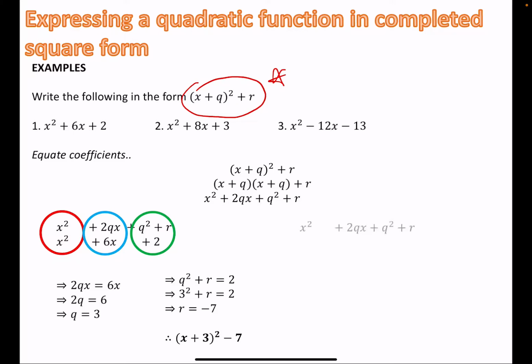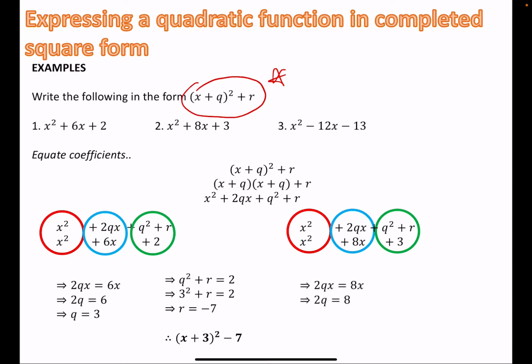Right, so the second one, we've got x squared plus 8x plus 3, but we're still going to match up with the coefficients from the expanded version of x plus q all squared plus r. So my x squared and x squared match up. I want my 2qx and my 8x to match up, and then the q squared plus r plus 3 is going to need to match up too. So I just form my equations based on that. 2qx is going to equal 8x, in which case 2q must equal 8, in which case q must equal 4.